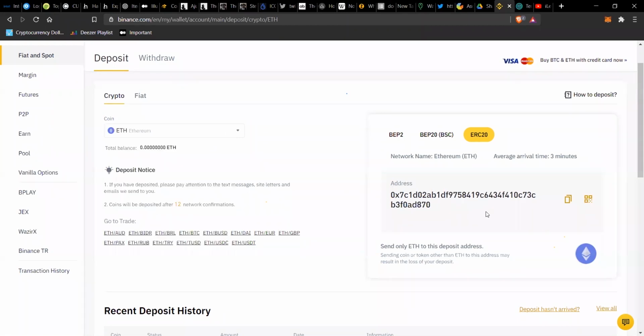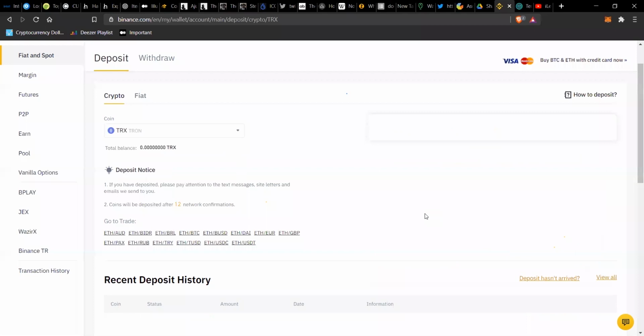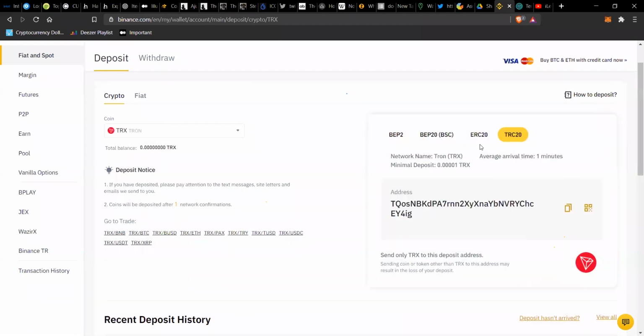So if someone asks you, let's say for example, this is my Ethereum wallet address, and then someone tells me, okay, I'd like to send you Tron. I come over to Tron, which is TRON. Now, if you check, the Tron wallet address is totally different from Bitcoin, different from Ethereum, different from BNB. So you need to be extra careful. When they tell you to send to this address, make sure you send the specific wallet address.